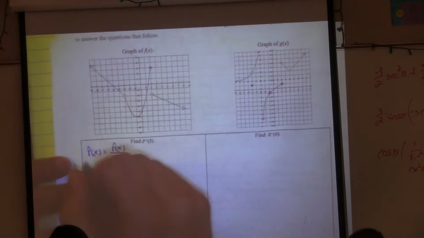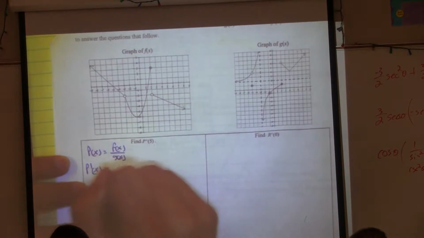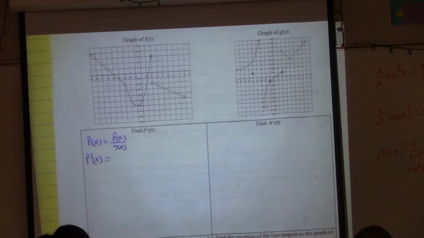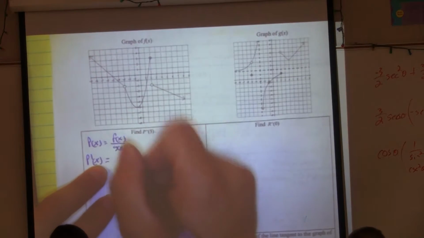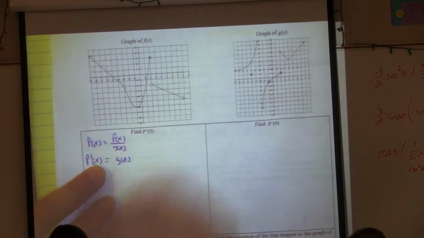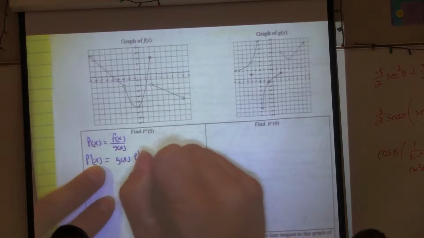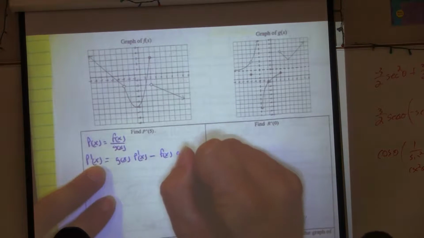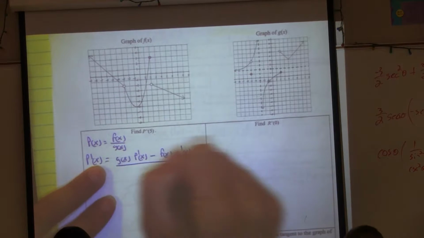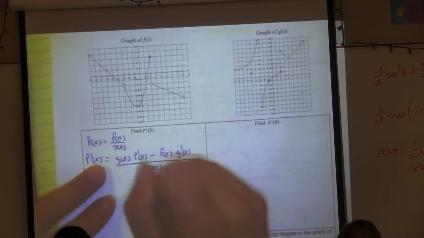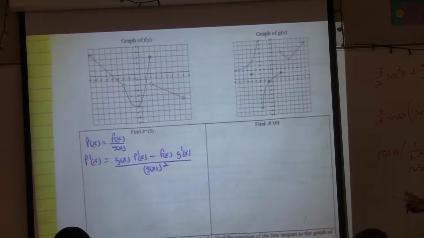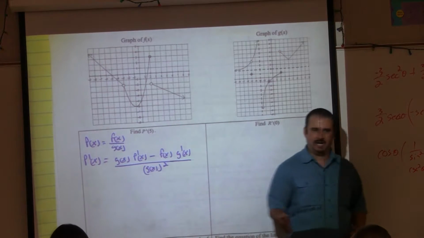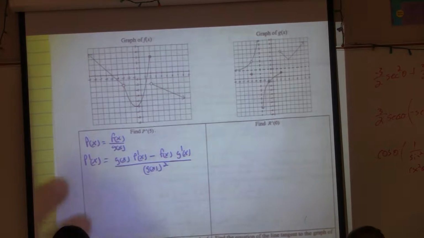Alright, let's do it. So p prime of x, we have to use what rule for this one? Quotient, because it is a quotient. It is the division of two functions. So let's do it. Low. D high. Minus high. D low. All over low squared. Awesome. So did we already find the derivative? Yes. Now we just need to evaluate it at what? 5. So plug in a 5 and let's work it out.